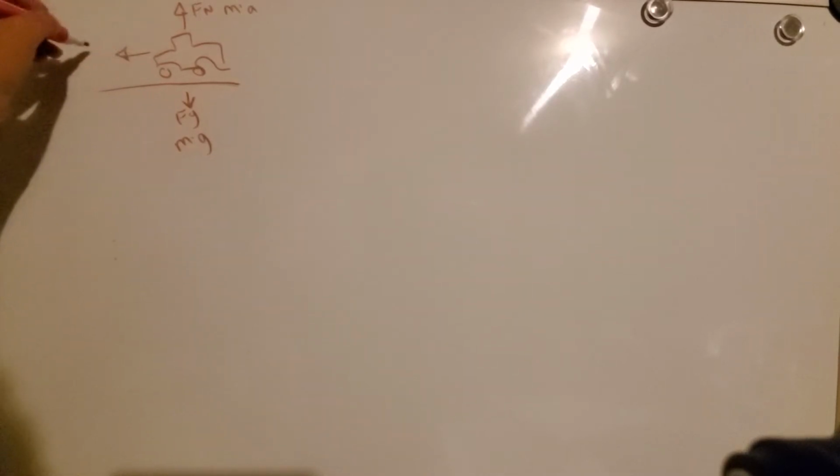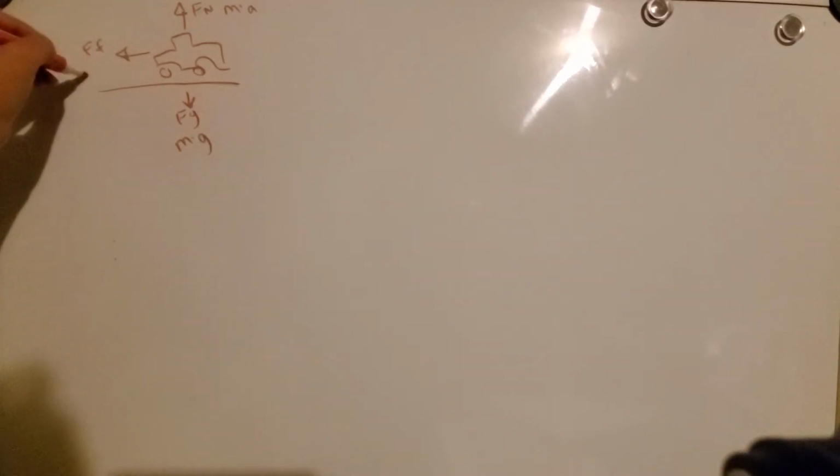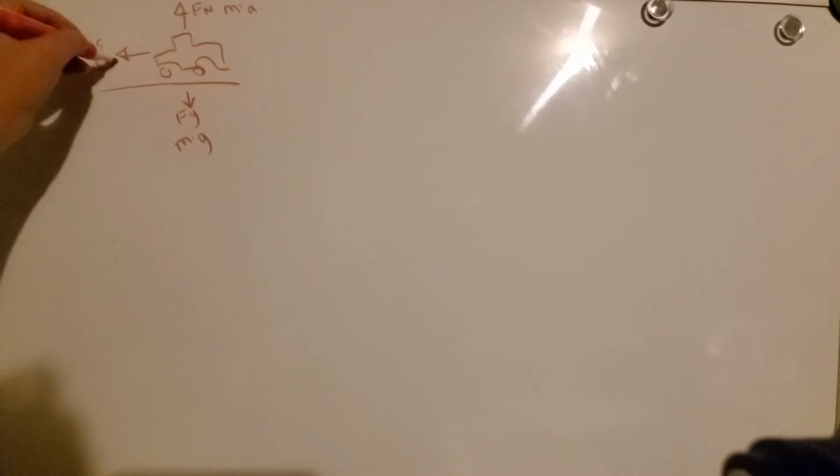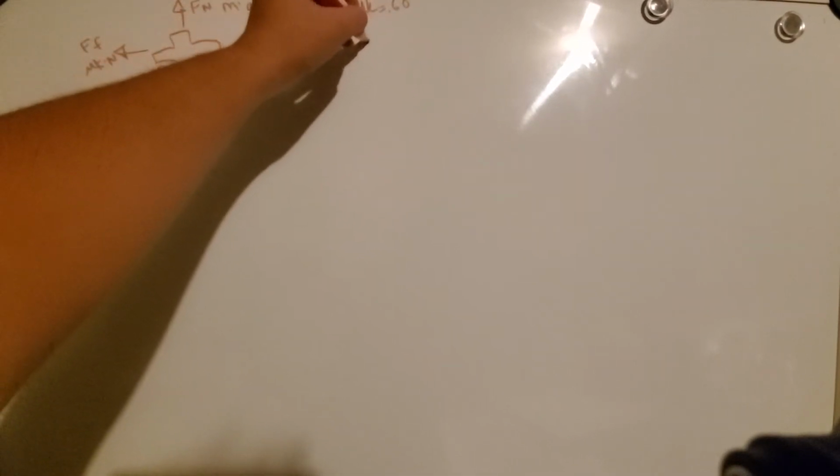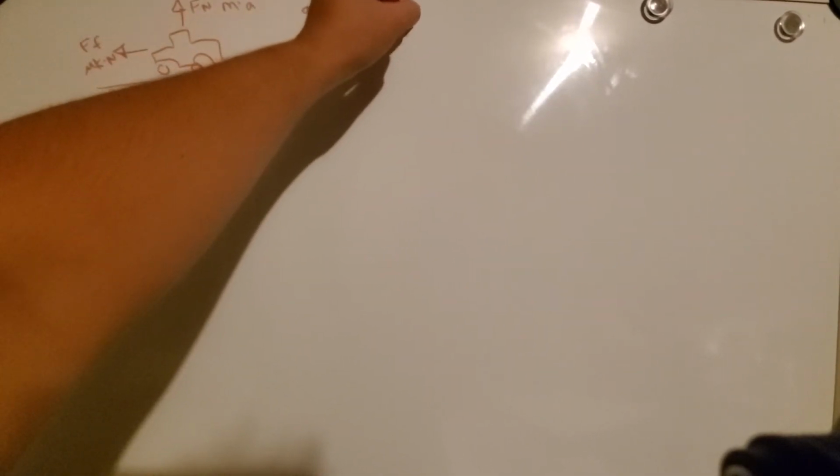And it says that it applies brakes and leaves skid marks. So applying brakes is going to create friction. So I will list it as frictional force. Frictional force is coefficient times n. So our given variables: coefficient is 0.60, and the length of the skid marks is 290 meters.